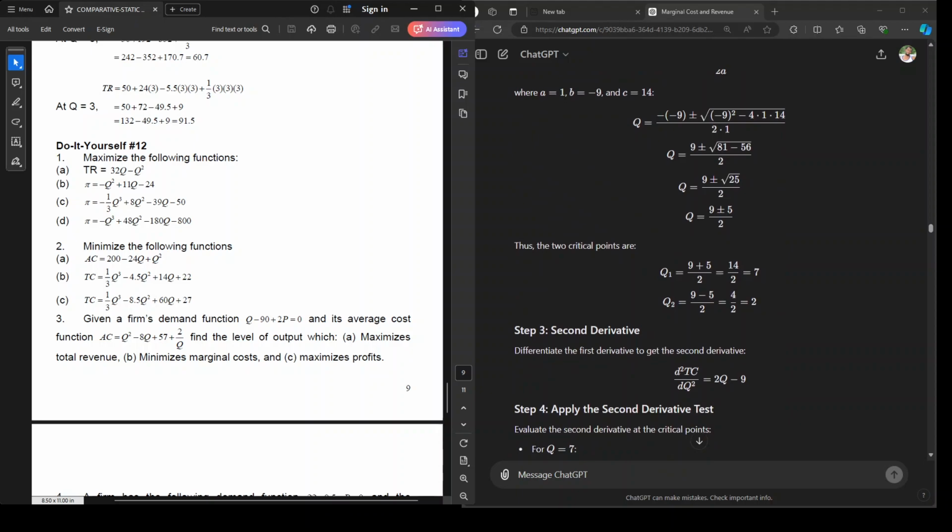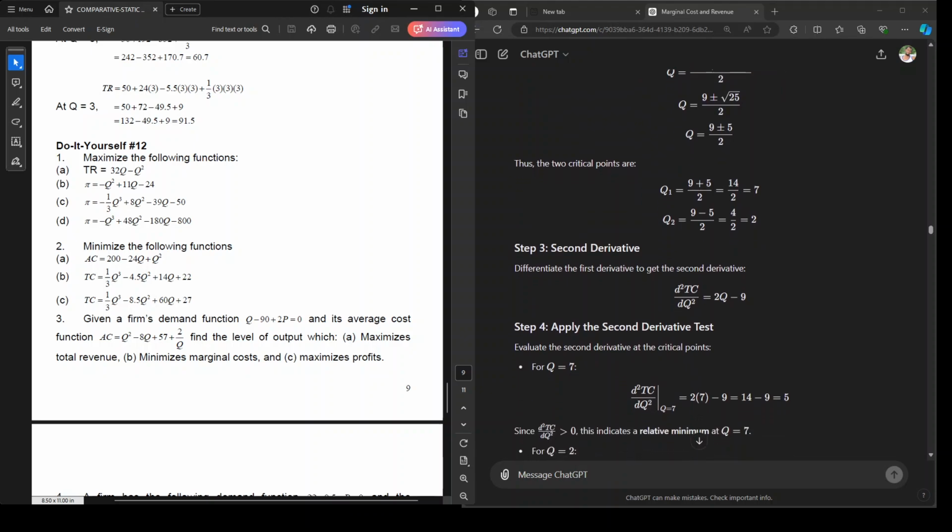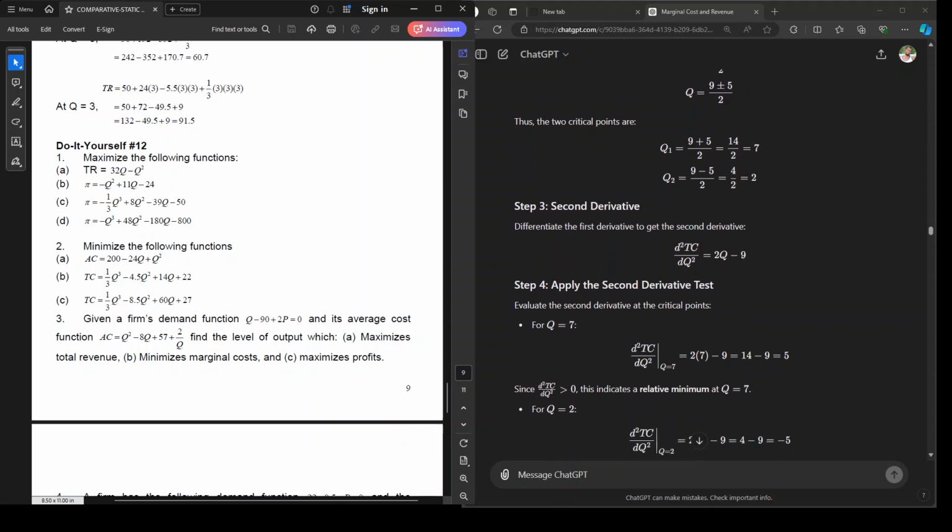Now find the second derivative. After finding the second derivative, put these 2 into your equation and see. This gives us 5, which we want, because when we are minimizing, the second derivative should be positive. This means the value we have put here, which is 7, is the critical point. We shall get a minimum.